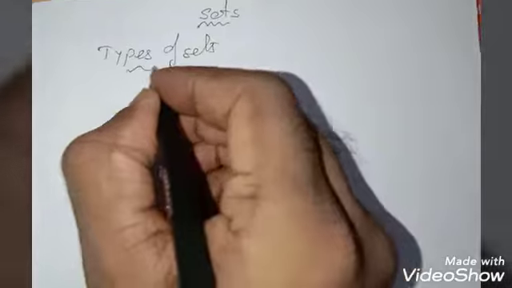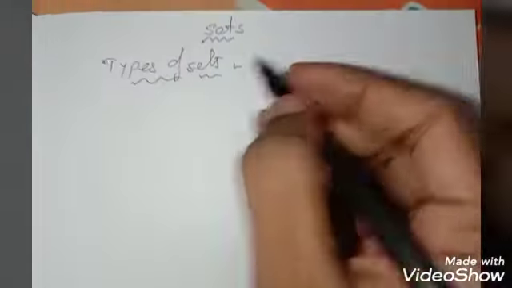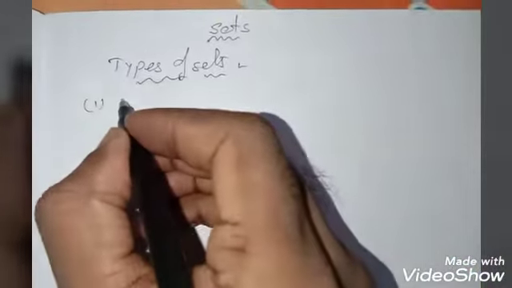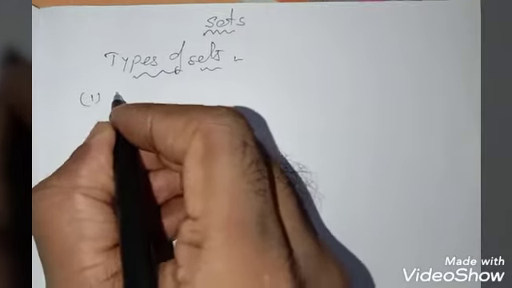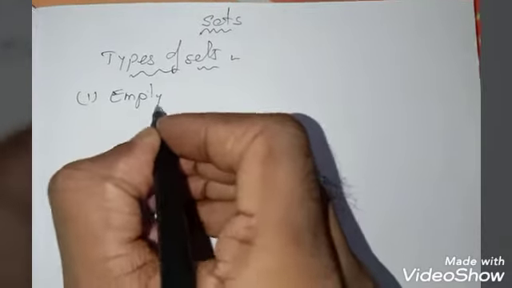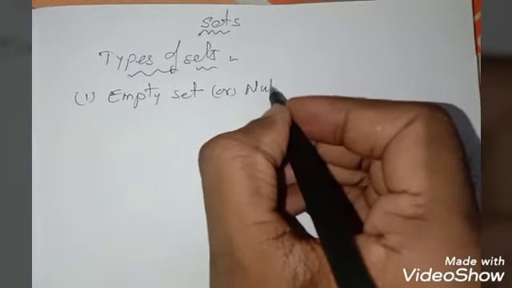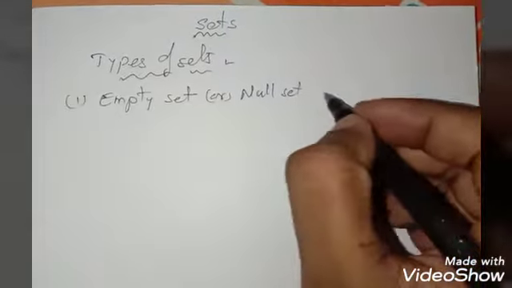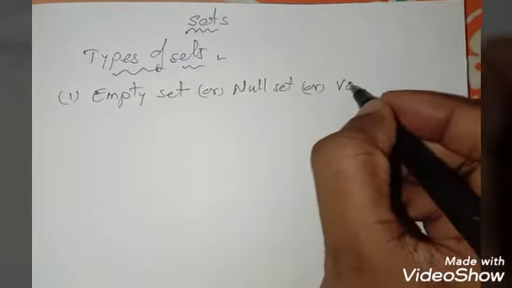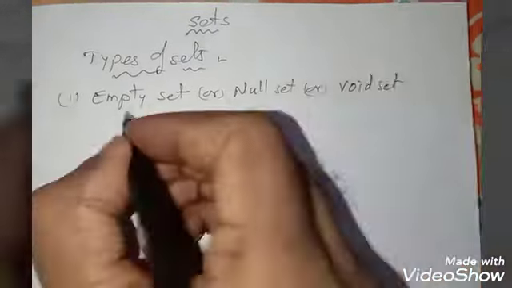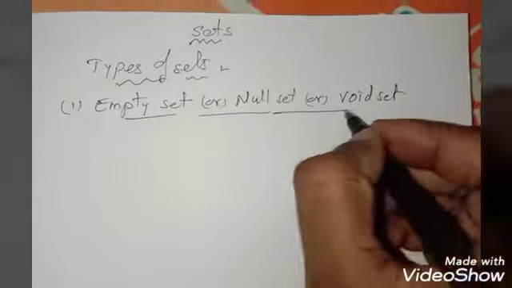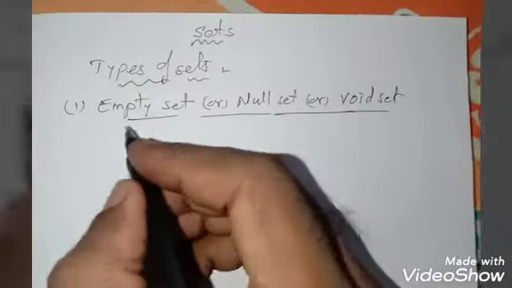Right, so there are different types of sets. In that, the first type is the empty set. We can also call this a null set, or we can also call it a void set. So these are the names of the empty set. Now, what do you mean by empty set?